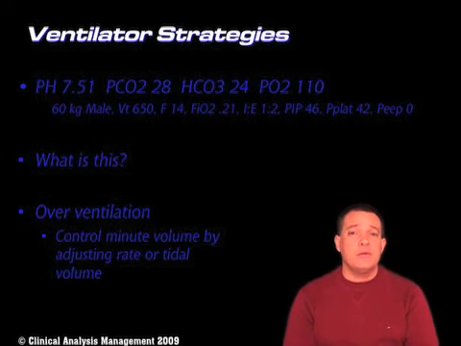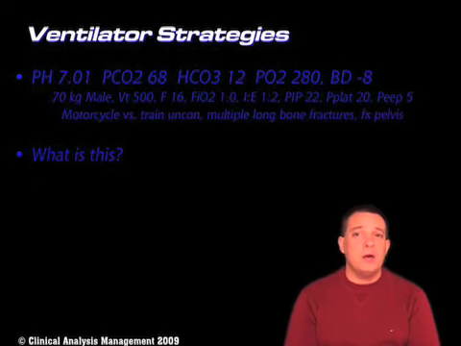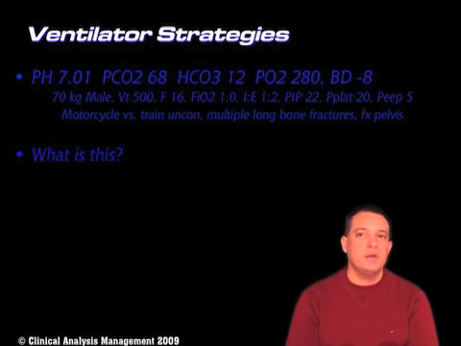Okay, last but not least here, we've got a 70-kilo male. This 70-kilo male was involved in a motorcycle versus train accident. He was riding a motorcycle when he was struck by a train. When the patient presents into the trauma bay, the patient is unconscious. The patient has a substantial head injury, multiple long bone fractures, a fractured pelvis, and a blood pressure, we'll say, of 70/30. Let's say the patient's heart rate is 140, and you've got these blood gases.